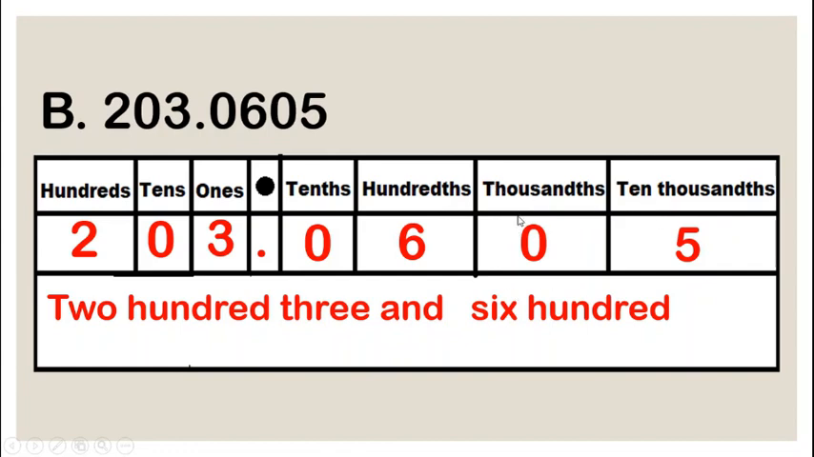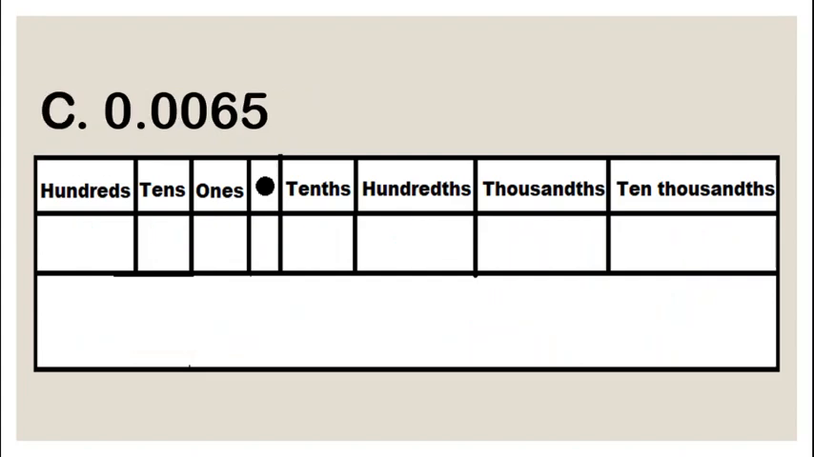The 0 has no value, so we'll jump up to the ten thousandths, which is 5. So 605 ten thousandths. We can read the following number as 203 and 605 ten thousandths. How about the letter C?